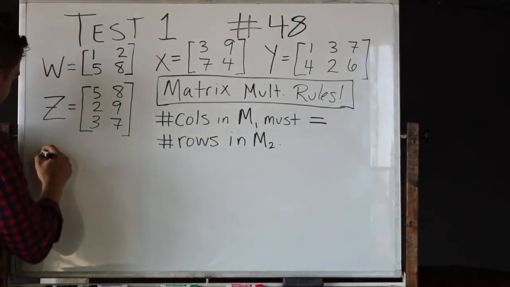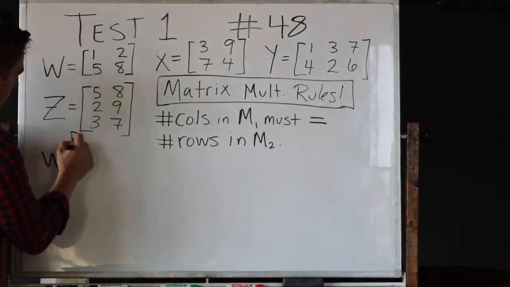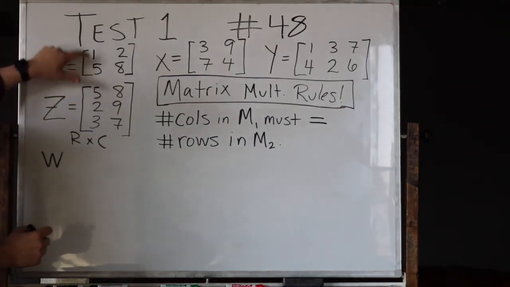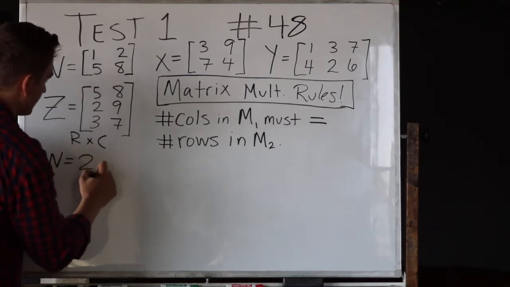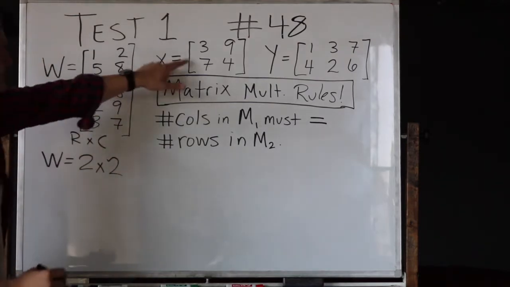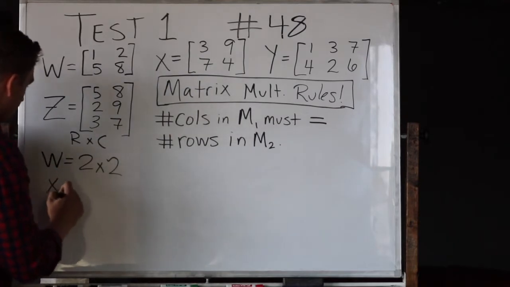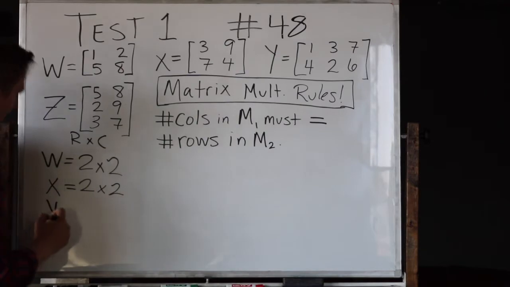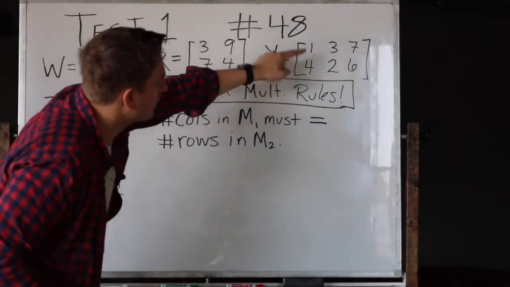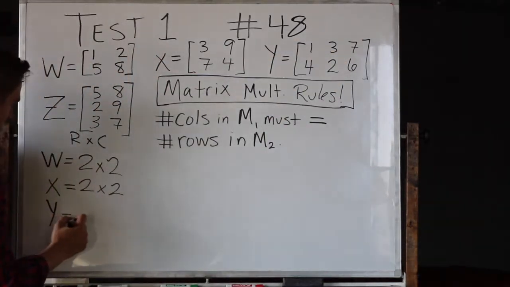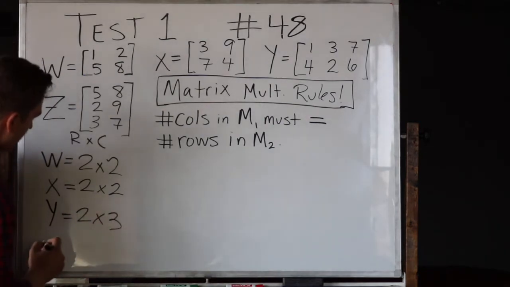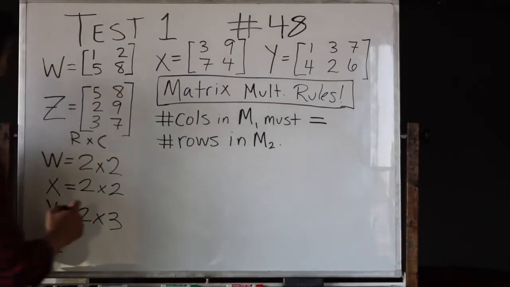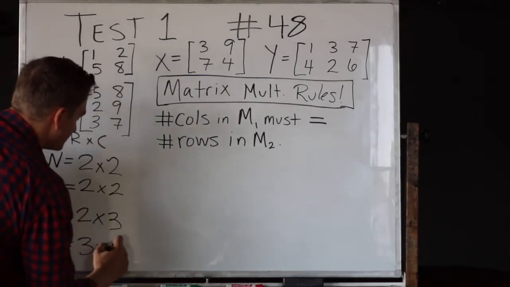Matrix W, if we do rows by columns, right? We're going to do rows by columns. Matrix W has 2 rows, 2 columns. Matrix W is a 2 by 2 matrix. Matrix X, likewise, is a 2 by 2 matrix. Matrix Y is a 2 row by 3 column matrix. It is a 2 by 3. And matrix Z has 3 rows, 2 columns. This is a 3 by 2 matrix.